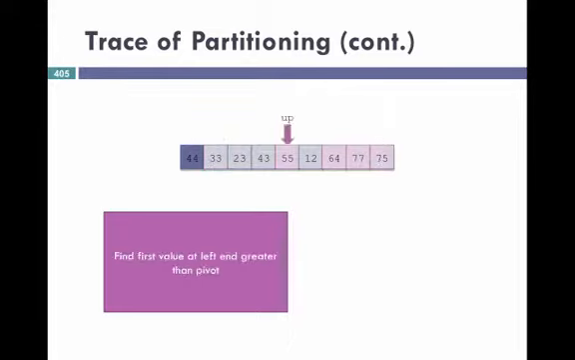And then we just repeat that. So 55 is the first value that's greater than the pivot. 12 is the first value coming down from the right that's less than the pivot. We'll swap these two, and we just keep repeating that until we find the first element at the left end that is greater than the pivot.